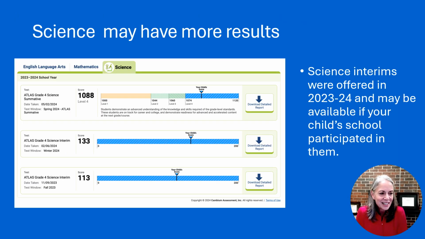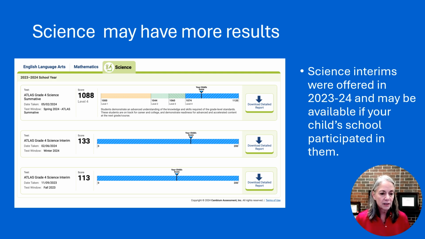I clicked on the science tab and it looks a little bit different, doesn't it? You can notice that we've got the summative scores here as well as 2 interim scores from last year. So last year there was an interim assessment available in science and some districts were using it. And this particular district used it, and this child, I can tell, has a test from November 9th of last year, February 6th, and then here's their summative in May. And what I can tell from their scores is that they were improving over time.